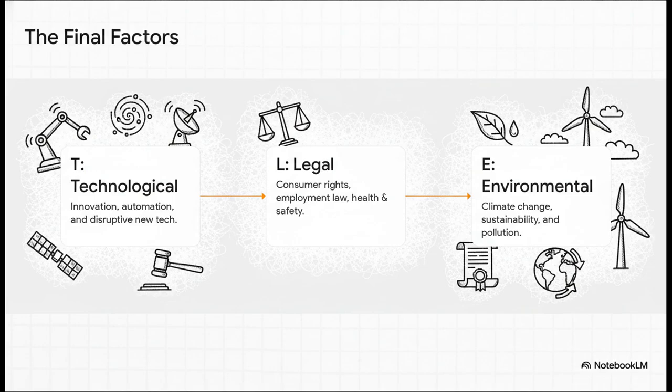We start with T for technological. The rise of AI is a perfect example of a massive disruptive force here. Then you've got L for legal, which covers very specific rules and regulations, like new data privacy laws. And finally, that second E stands for environmental. Think about the impact of new emission standards or all that consumer pressure for green packaging.